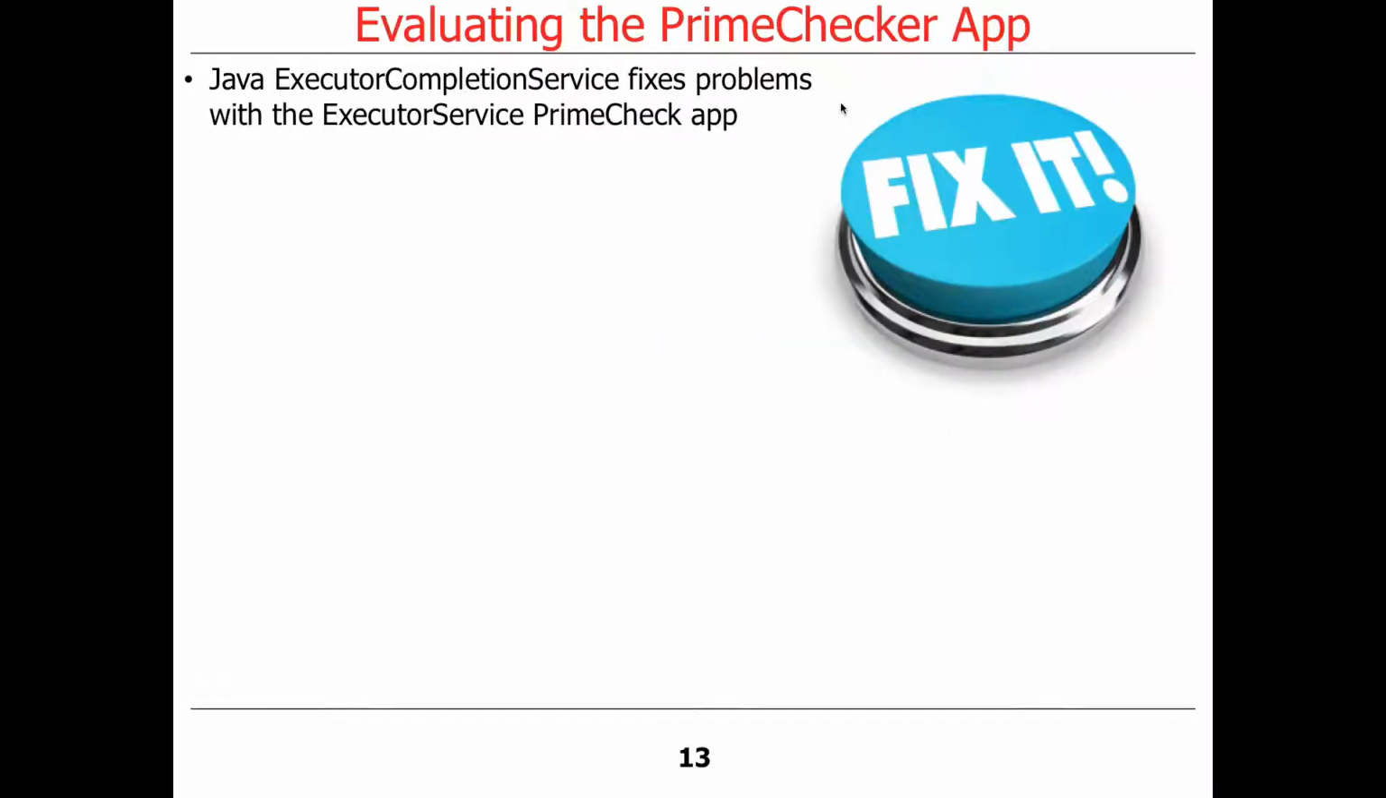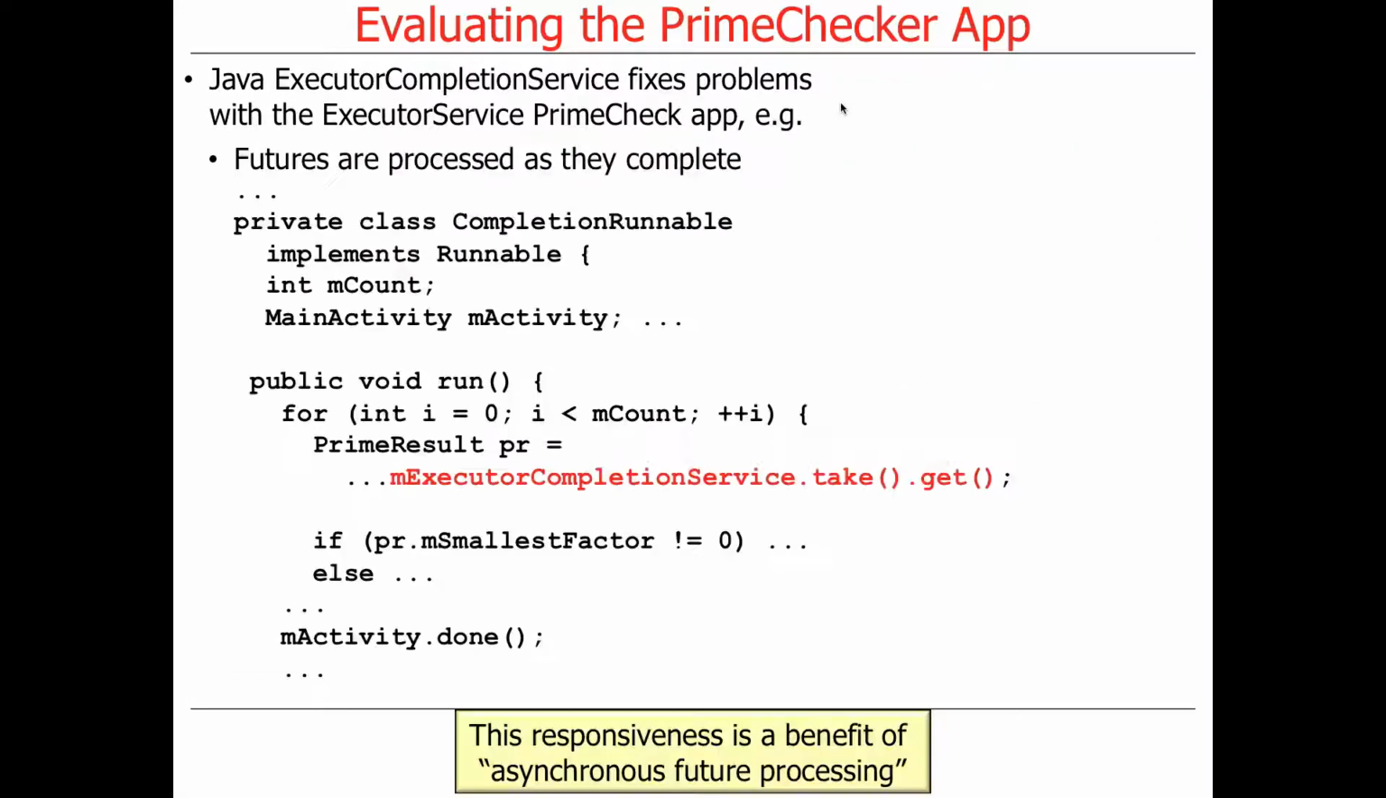Completion Service. So this particular implementation fixes a bunch of problems with the previous Executor Service implementation. One thing it does is it processes the futures as they complete. So rather than blocking in linear order, this will just block until something is done, which is likely to be much more responsive often. And this is a benefit of this asynchronous future processing as opposed to synchronous future processing.